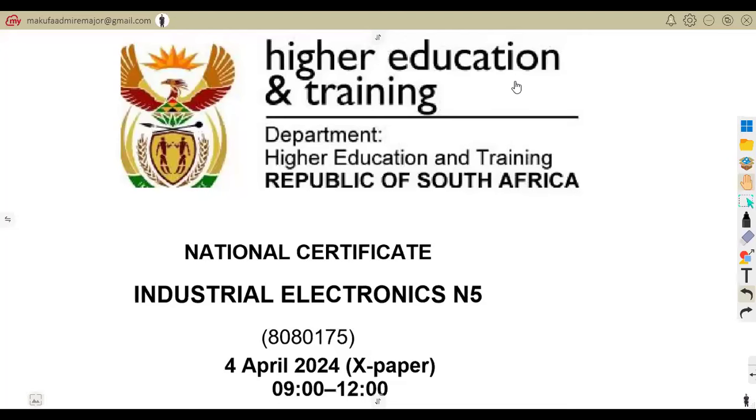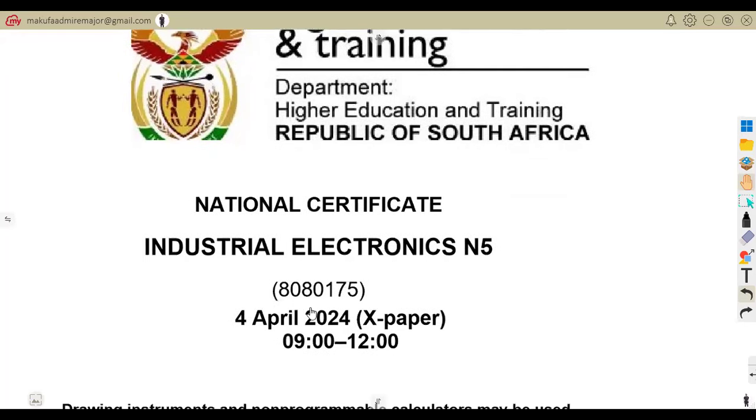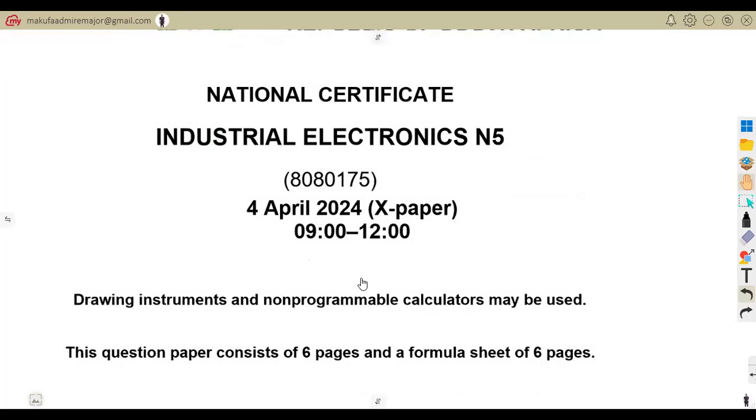So in this case, we are going to consider our revision, which is from the question paper that was written in April 2024 for these exams. We want to consider and see how we're supposed to attempt these typical questions. Take note, you're given the drawing instruments and non-programmable calculators may be used, and the question paper consists of 6 pages and a formula sheet of 6 pages. This is what we had.